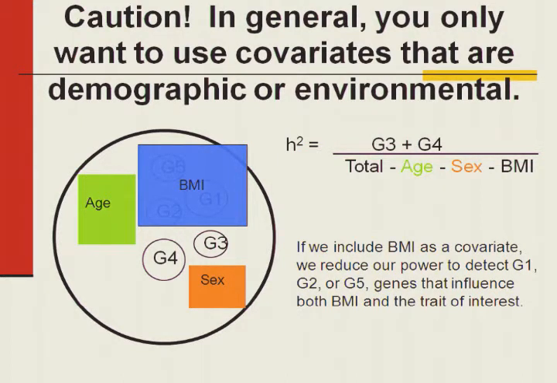So if the thing you want to include as a covariate could itself be the subject of genetic analysis, you want to think long and hard about the question you're setting up and by including that as a covariate, essentially. So now I'm looking for loci that influence my trait independent of BMI. And maybe that's the question I want to ask, but you should do it in a deliberate way.